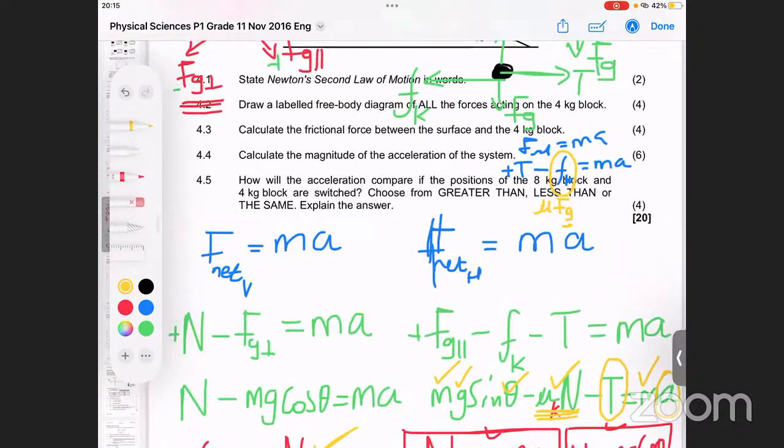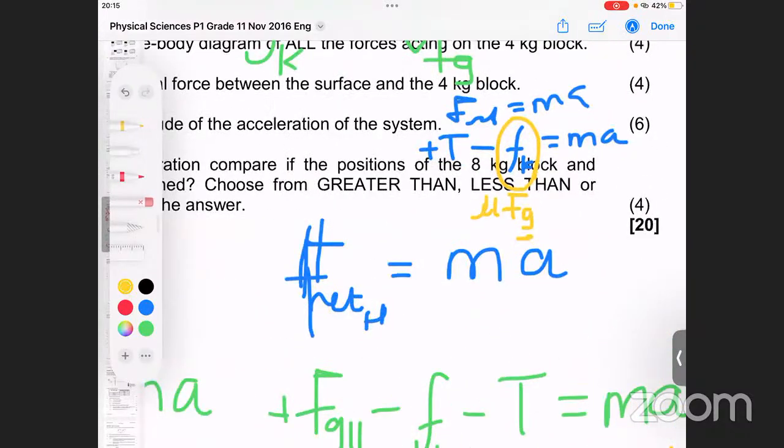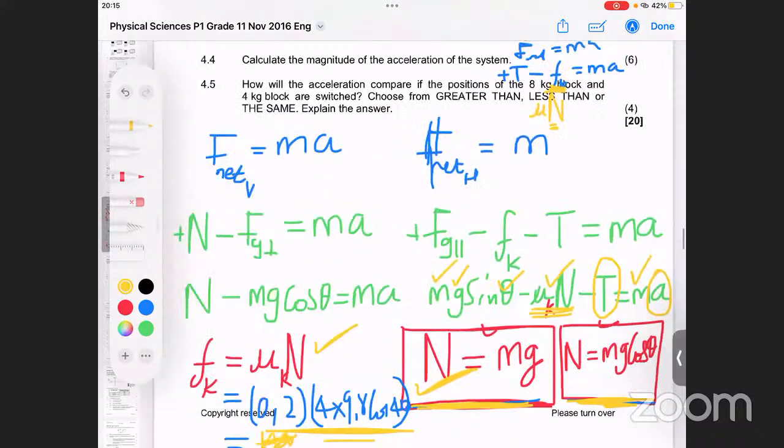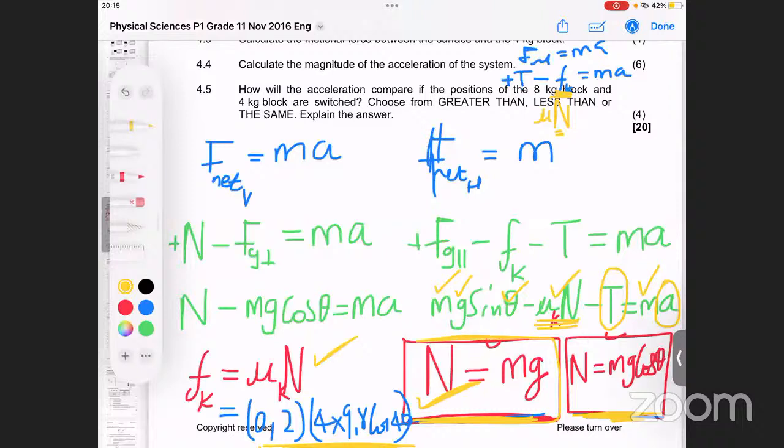Wait, I think I have to correct something. It's actually mu N, this thing. It's mu N. So my question is, for that N, which formula are we going to use between these two, and why? The one that you are choosing, for the 8 kg block.